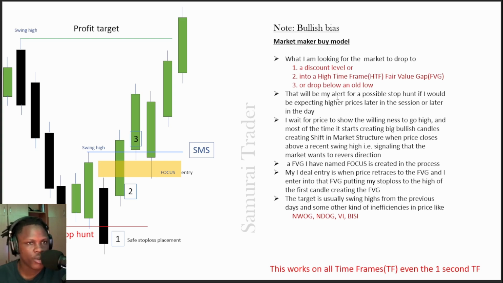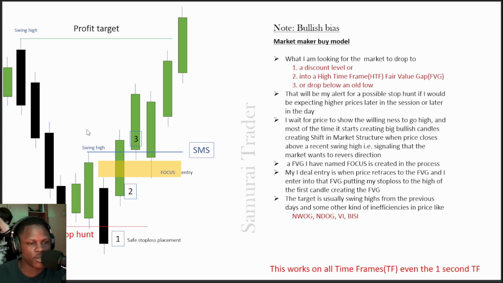So what I'm looking for on a market maker buy model is price dropping to a discount level, or into a high time frame fair value gap, or dropping below an old low. That will be my alert for a possible stop hunt. I would be expecting higher prices later in the session or later in the day. So I wait for price to show the willingness to go higher. Most of the time it starts creating bullish candles, creating a shift in market structure, when price closes above a recent swing high, like this swing high.